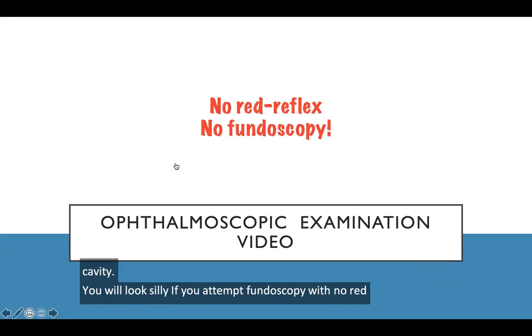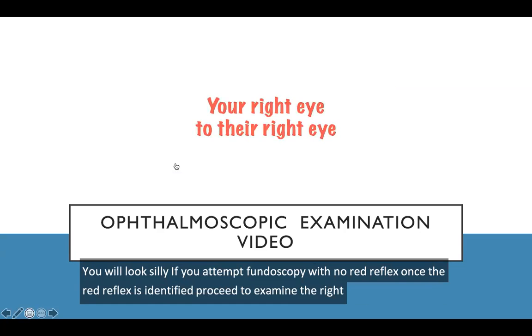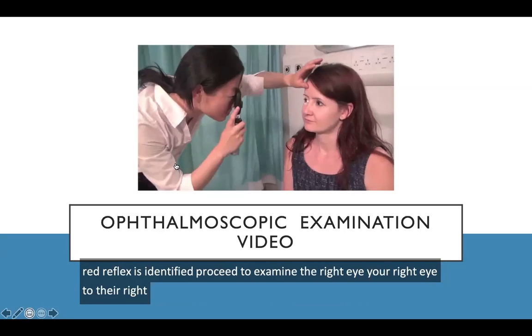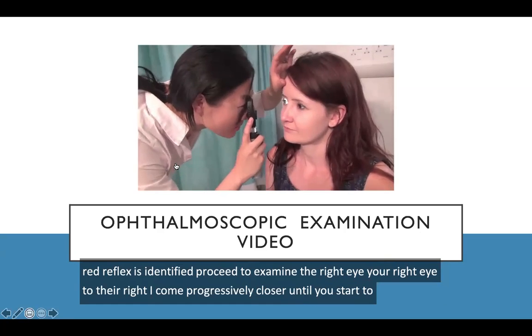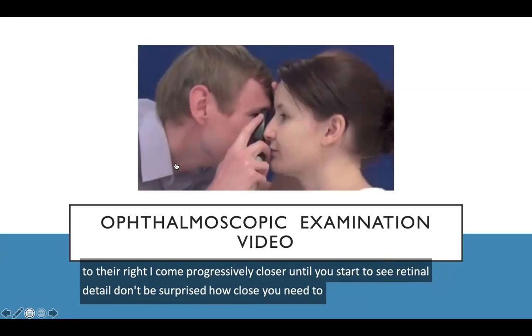Once the red reflex is identified, proceed to examine the right eye, your right eye to their right eye. Come progressively closer until you start to see retinal detail. Don't be surprised how close you need to come, although touching noses means you've gone too far.